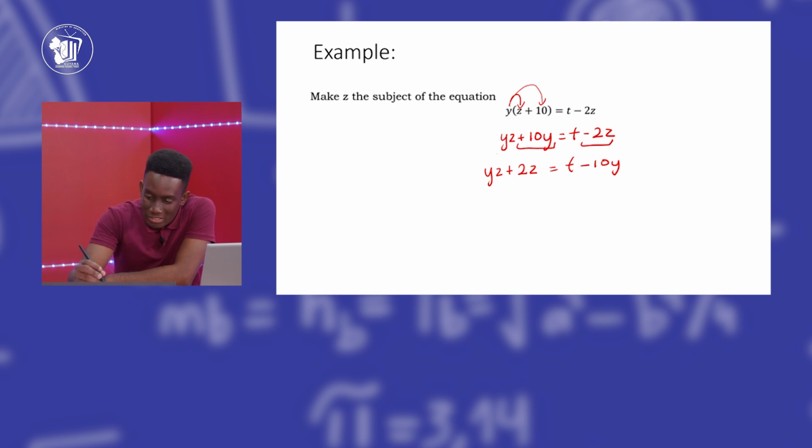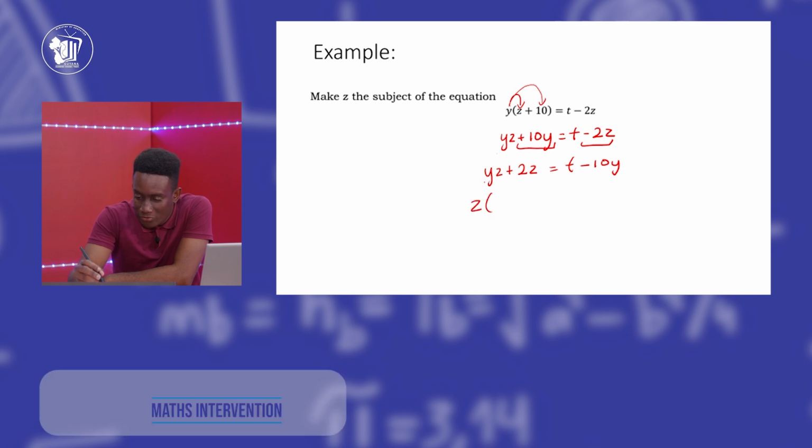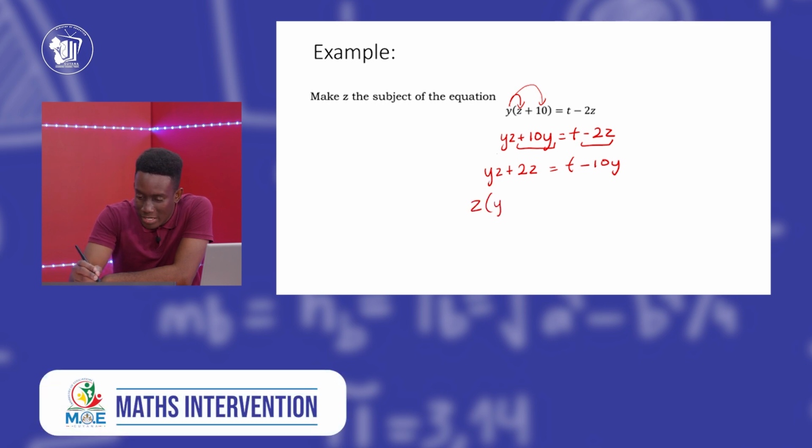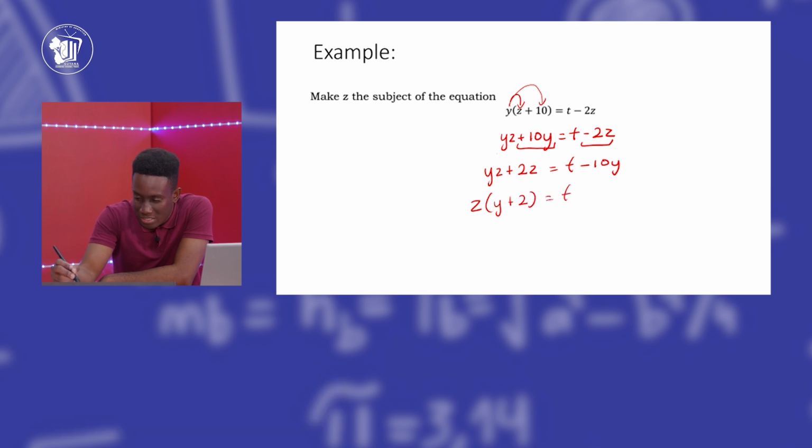So I factor out the z, meaning I'll pull out the common factor. So this will become z. When I pull out z from here, this will simply be left with y plus, when I pull out z from here, I will be left with 2. And that is equal to t minus 10y.